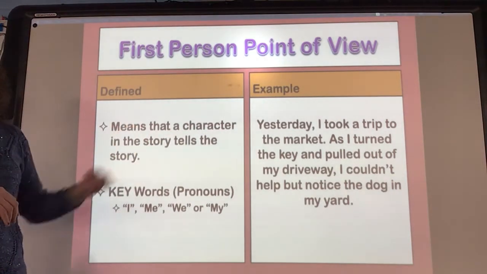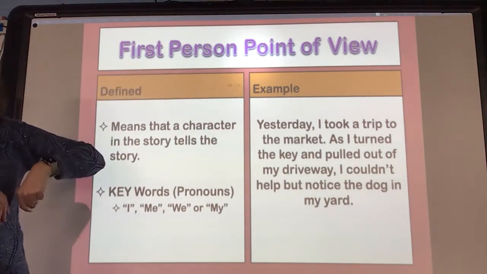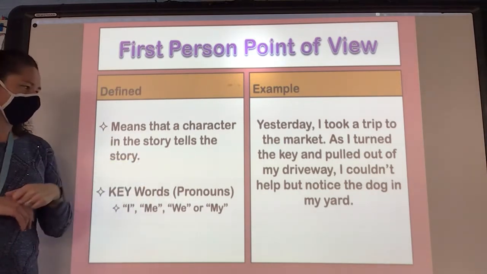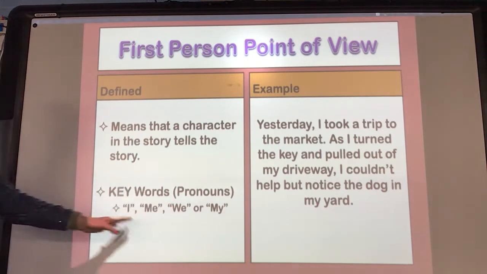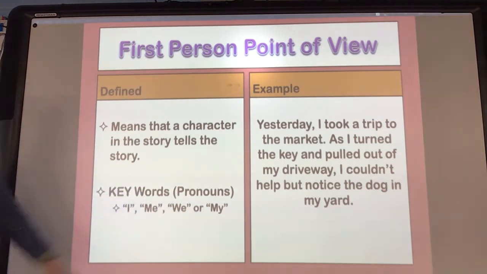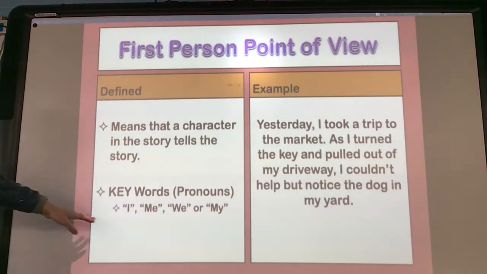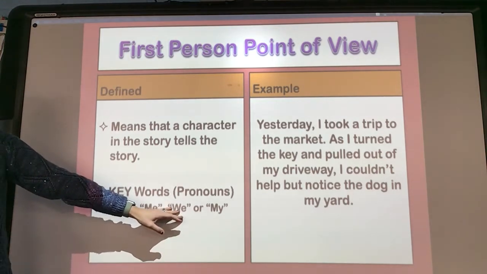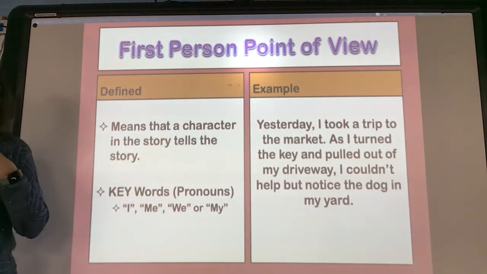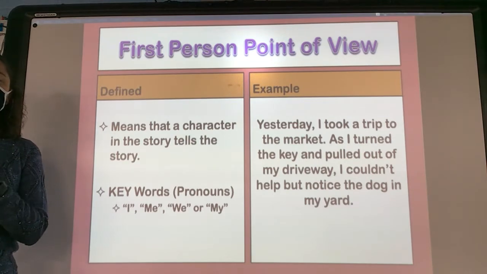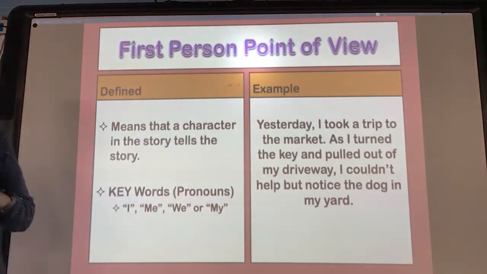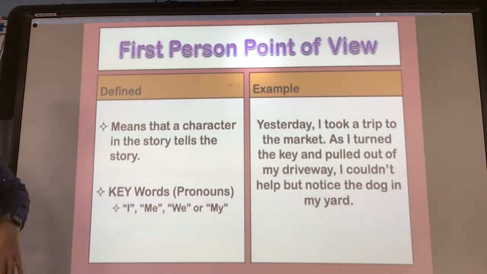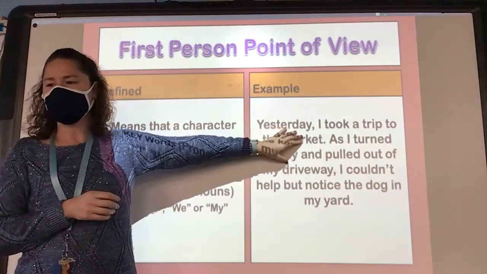First person means the character is telling the story. The character in the story is telling it. So you hear a lot of what kind of pronouns? I, me, my, we, us. The character would be constantly referring to themselves in that story. Here's an example. Yesterday I took to the market. As I turned the key and pulled out of my driveway, I couldn't help but notice the dog in my yard. So a lot of I's. I'm telling the story about what's happening.